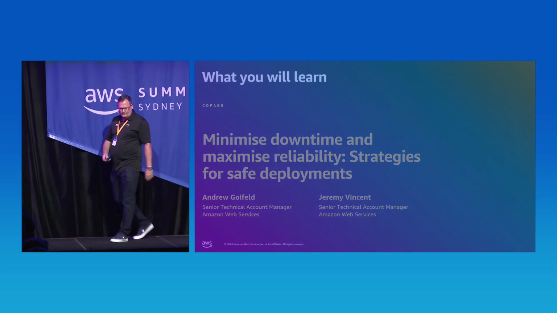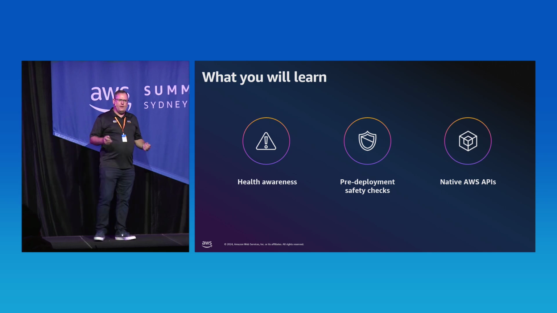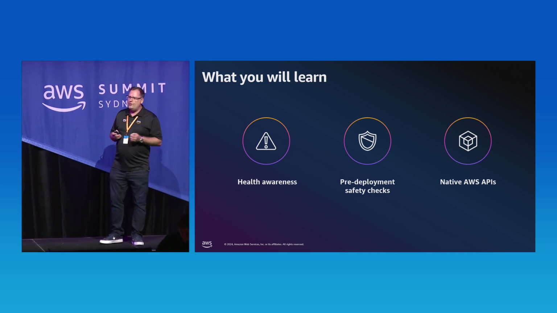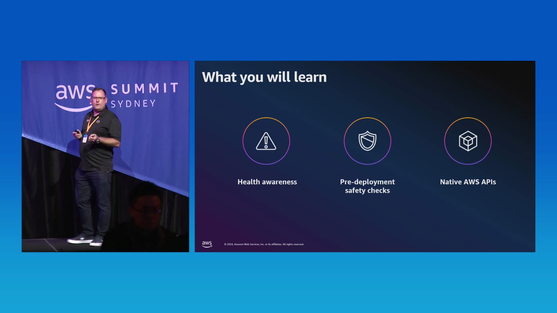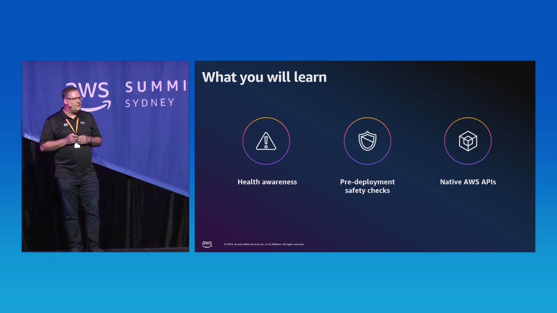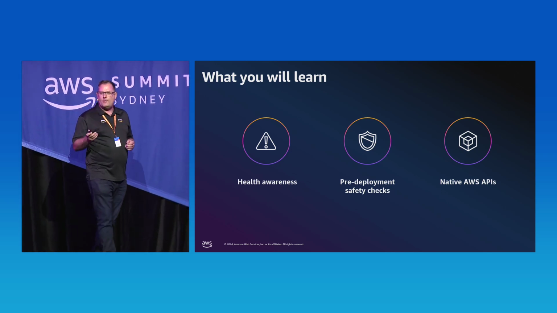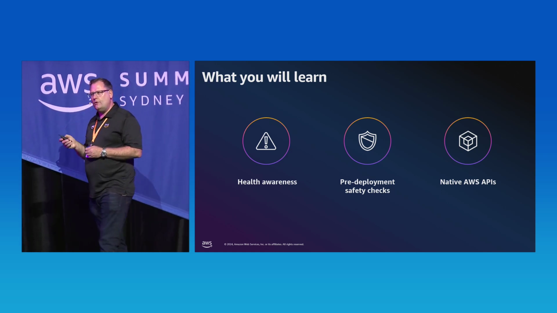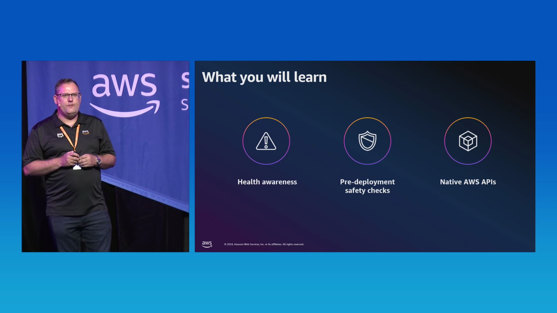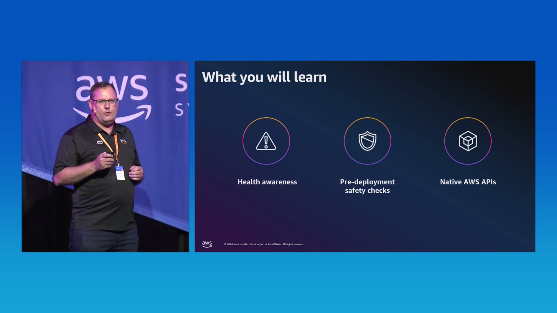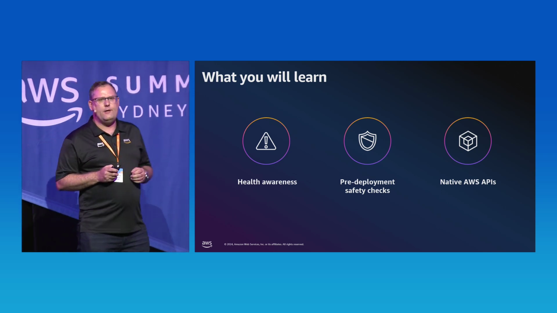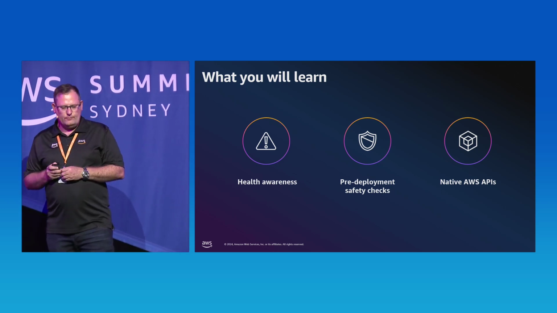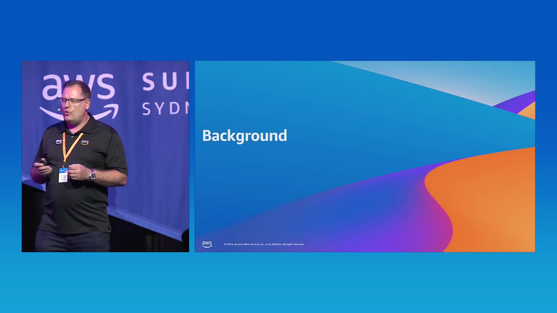Thanks, Andrew. So what are we going to learn today? We're going to learn how to improve the health awareness of your deployment pipelines. I'm going to do this by adopting pre-deployment safety checks to support your availability and deployment safety goals. We're going to see and learn how we can utilize native AWS APIs to achieve this, all with the intent of minimizing downtime and maximizing the reliability of your workloads. So let's talk a little background first.